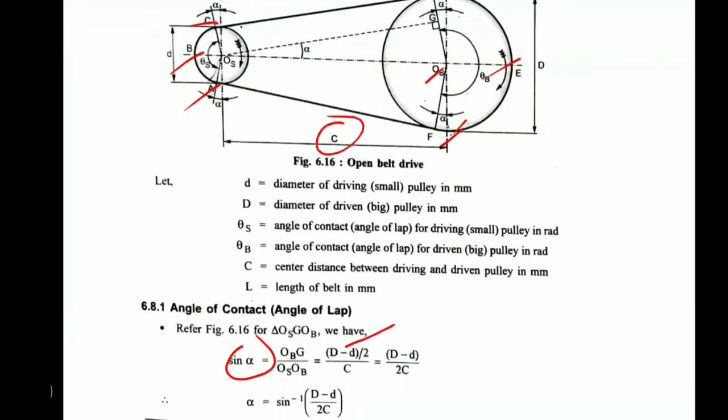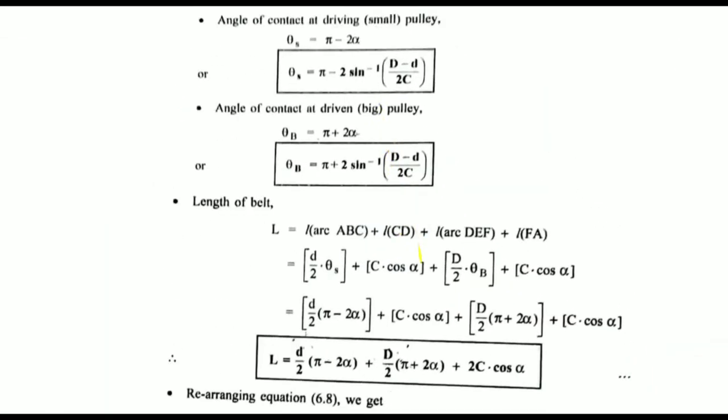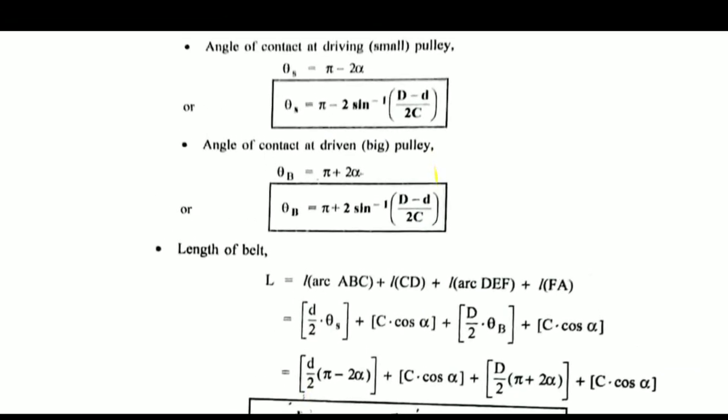So I can write the equation in simplified format: bigger pulley diameter D minus smaller pulley diameter d, divided by twice the center distance. Therefore alpha is equal to sine inverse of (D minus d) divided by 2C. So this will be the equation for alpha. Correct? Now the angle of contact of the driving pulley, this is very important, the angle of contact of the smaller pulley.